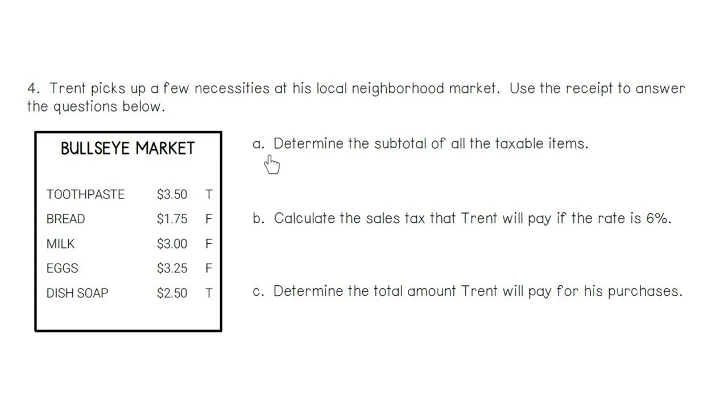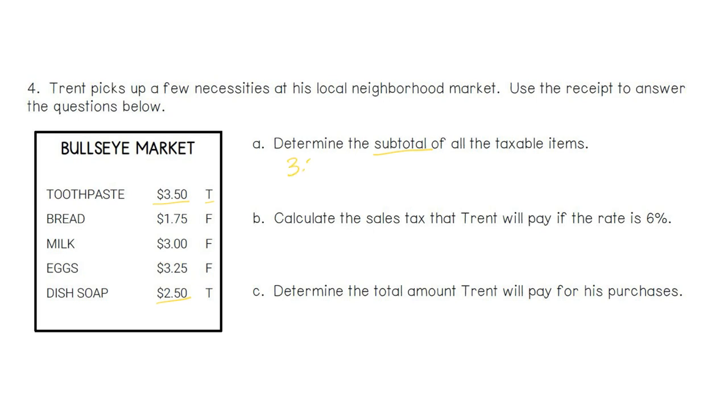So first I need to determine the subtotal of all the taxable items. Okay, which items are taxable? Let's look at that here. So taxable is going to have a little T after it. So toothpaste and dish soap. So in order for me to figure that out, I need the subtotal. So I'm going to add up those items, right?